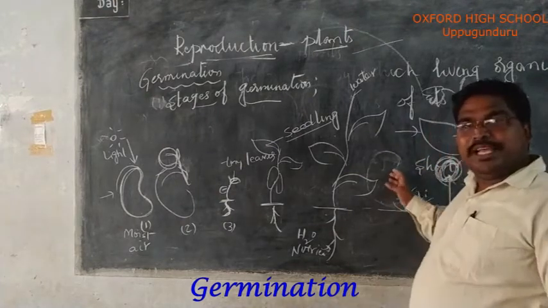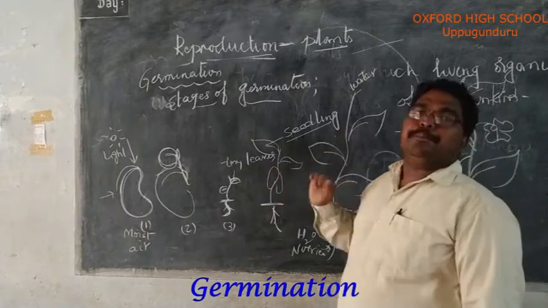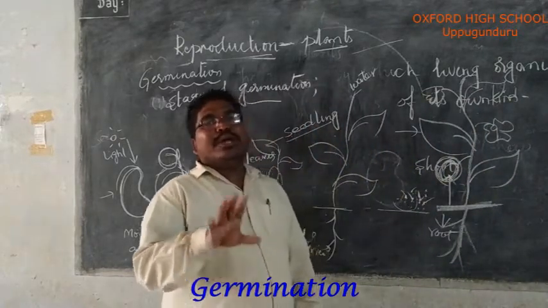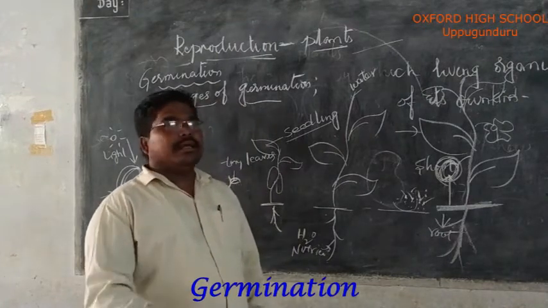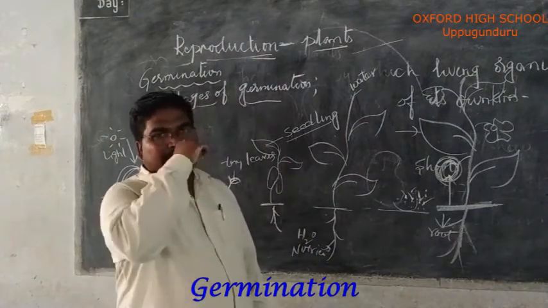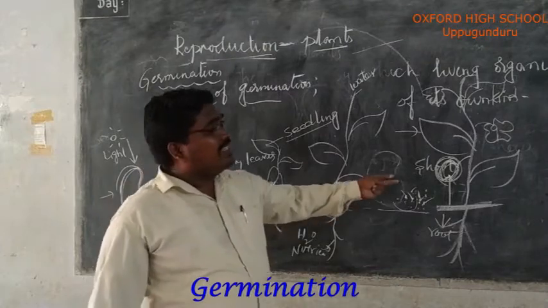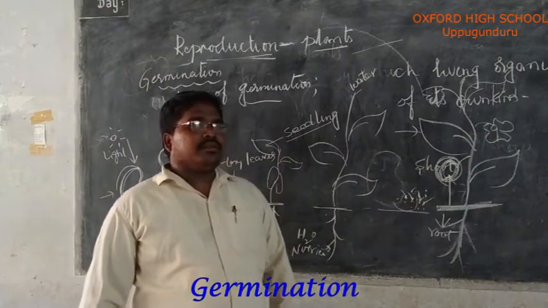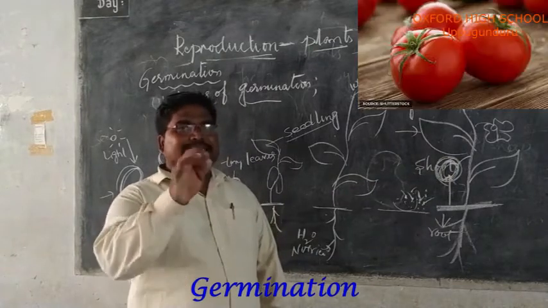The seeds must be dispersed away from the parent plant. Only then can the plants live healthily. Do you understand this? Okay. So, how are the seeds dispersed away from the parent plant? For example, I will give one best example.